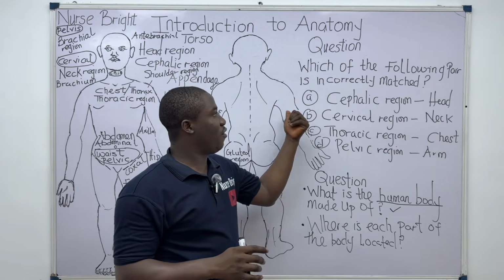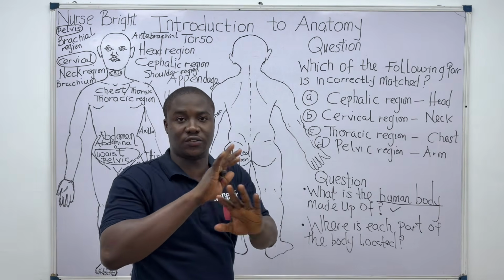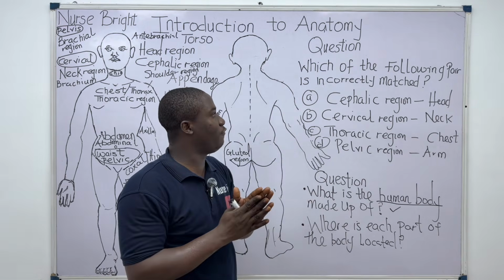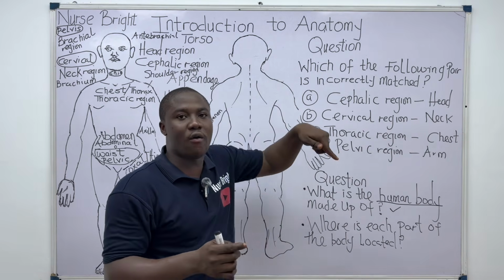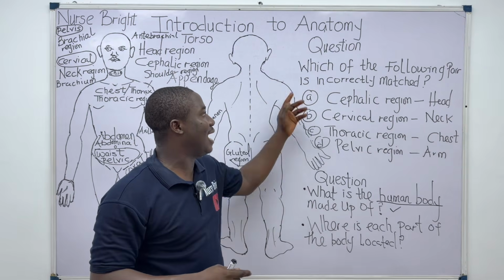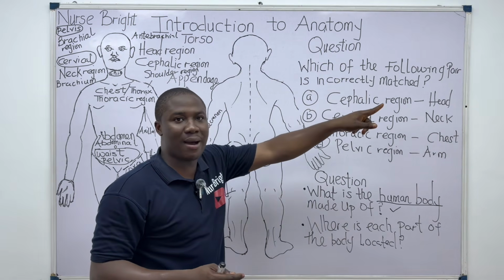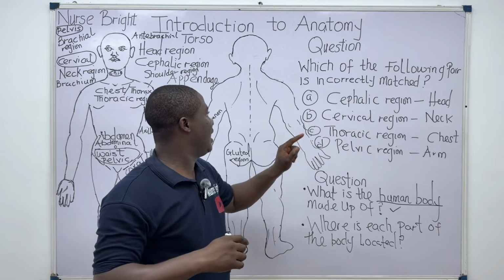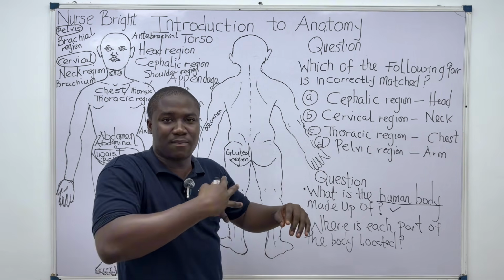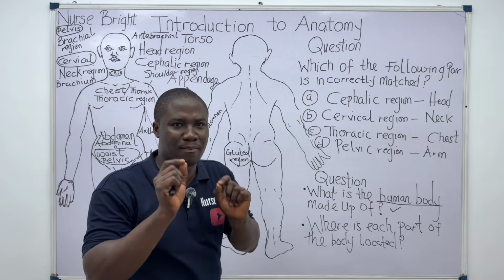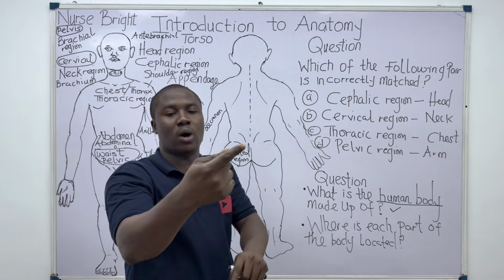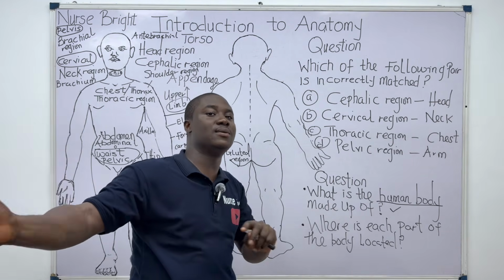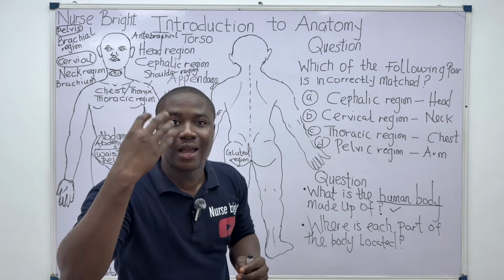Guys, provide the answer to this question on the board, it is very easy. It says, which of the following pairs is incorrectly matched? Cephalic region is matched with head. Cervical region is matched with neck. Thoracic region is matched with the chest, and pelvic region is matched with the arm. So what's the correct answer to this question? It is very easy. Let's get into more questions.